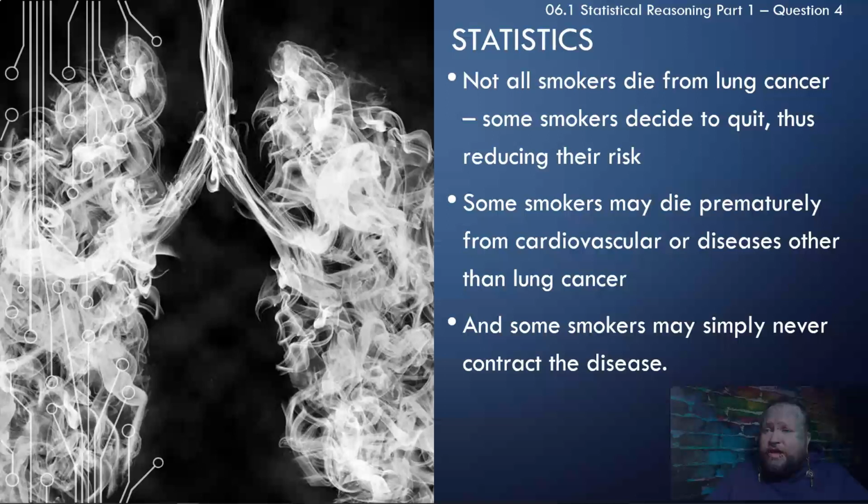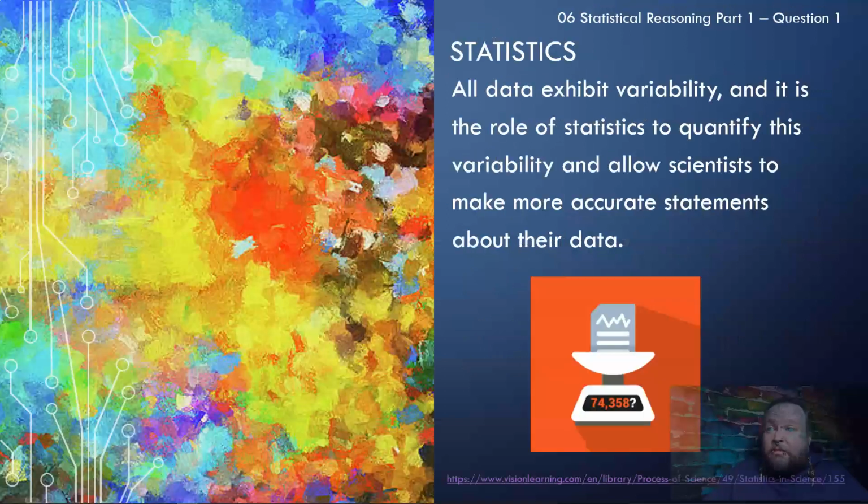Some smokers may prematurely die from cardiovascular diseases or causes other than lung cancer, and some smokers may simply never contract any diseases or other conditions. And so we need ways to deal with these cases when things may not always work perfectly. Like all data, it exhibits some kind of variability, and it is the role of statistics to quantify this variability and allow scientists to make more accurate statements about their data.